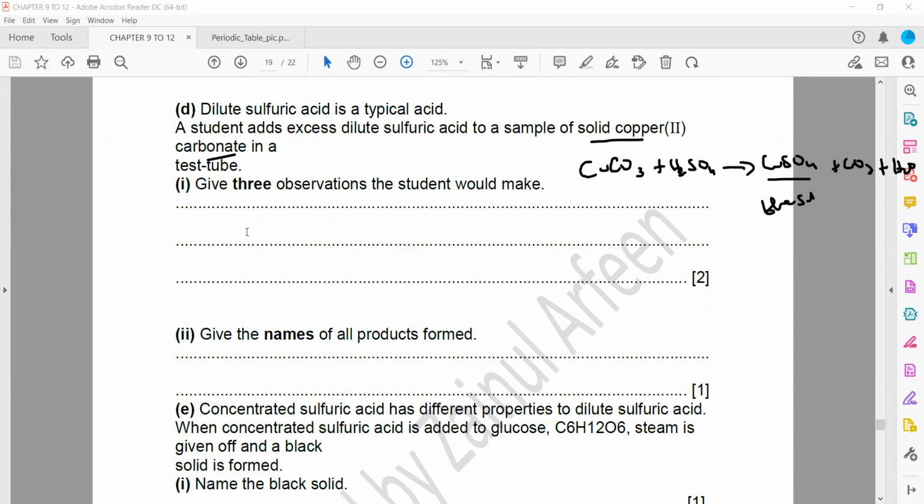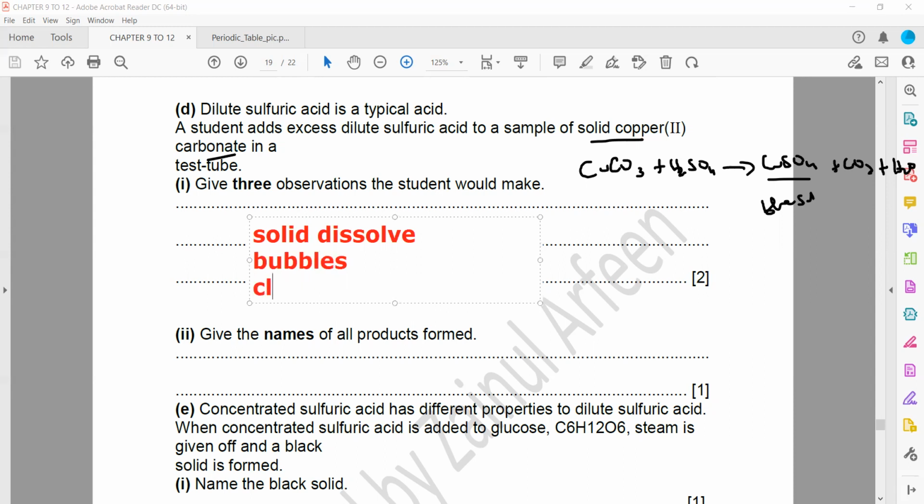So what are the three observations? We'll observe that the solid dissolves. Carbon dioxide bubbles off. And when you write an observation, you don't specify the name of a compound. You just simply mention what you will see. So the solid dissolves, that is one thing. The second thing is we'll see bubbles because of the carbon dioxide. And the third thing we'll observe is the blue solution formed because of copper sulfate.